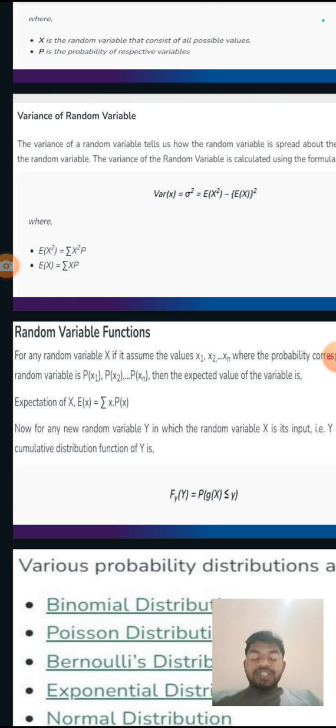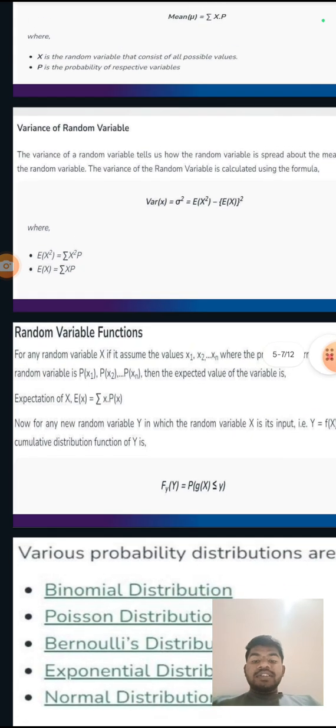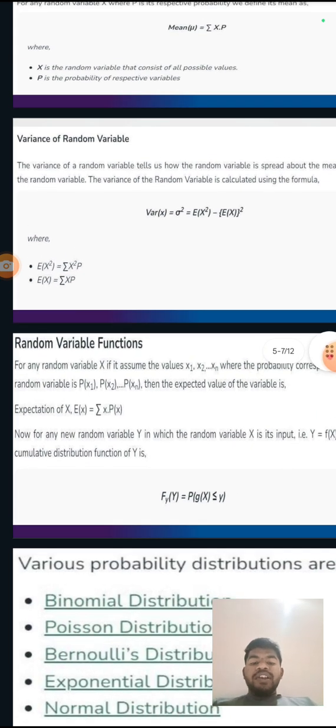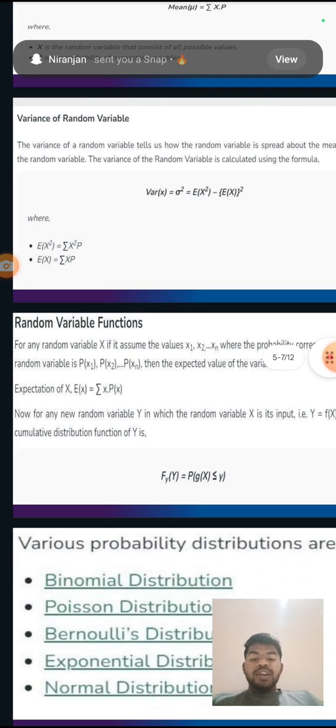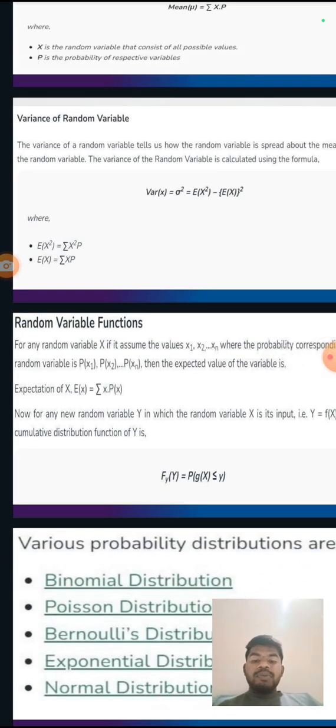Random variables function. For any random variable x, if it assumes the values x1, x2, and so on, with the probabilities corresponding to each value being p of x1, p of x2, and so on up to p of xn, then the expected value of the variable, the expectation E of x, is equal to sigma x into p of x.